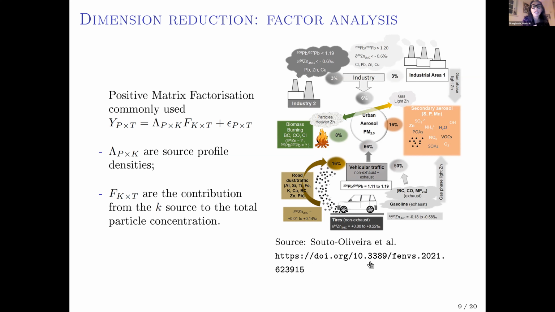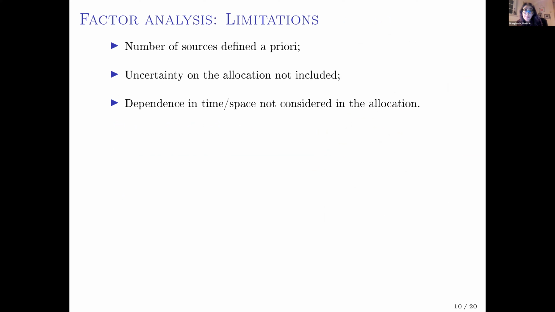Okay. What are the limitations of this type of analysis? As with any factor analysis, the number of sources you have to define a priori. You don't really include uncertainty on the allocation, and there isn't really dependence in space or time. Obviously, in this case, we only had a time series, but it would work exactly the same if we had space. So this is not really considered.